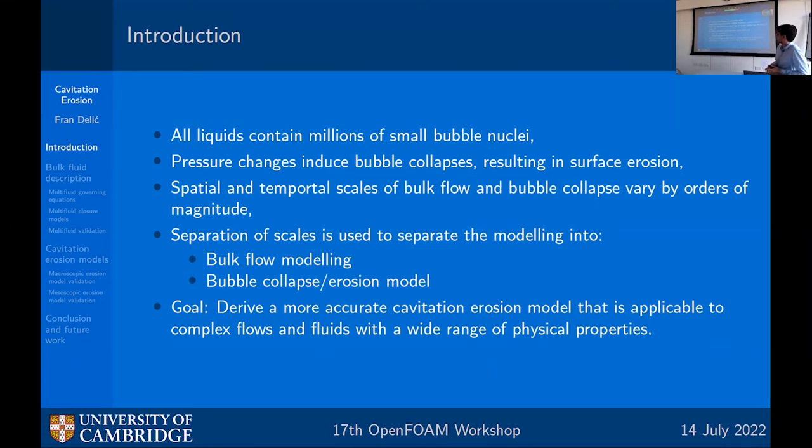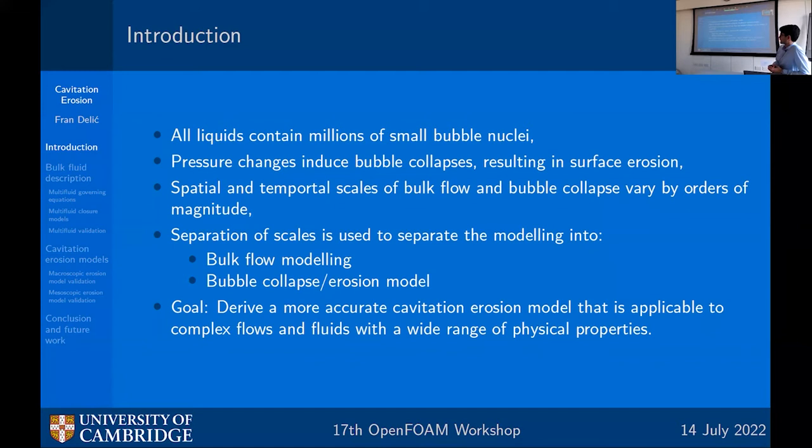Speaking about cavitation, all liquids contain millions of small bubble nuclei in the order of 10 to the 12th nuclei per meter cube. Pressure changes in the bulk fluid induce bubble collapses, which sometimes result in surface erosion. The collapse of a bubble has vastly different spatial and temporal scales than the bulk flow. A collapse of a bubble is an event in the order of milliseconds and millimeters, while cavitation erosion is on the scale of centimeters to meters and on a temporal scale, it's scale of hours to days.